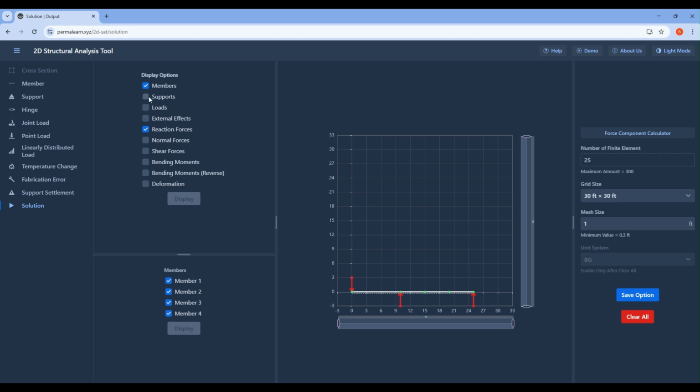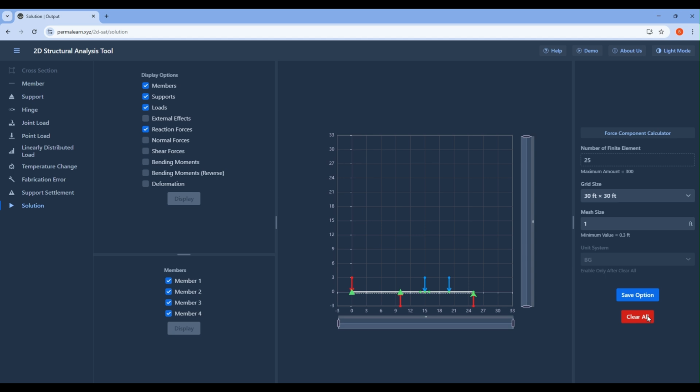And if you want to show the support too, you can click the support and click display. So it will show us the support: roller at A, roller at B, and pin at E. And if you want to show the external load too, you just click the load and then display. So this is our external load, negative 24 and negative 12. And that's it for this problem.